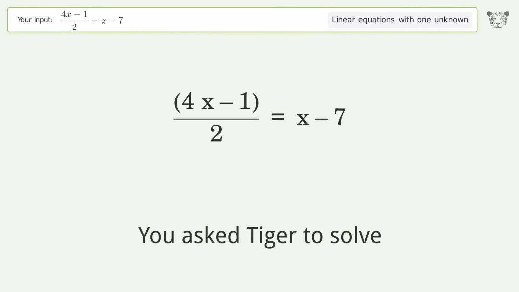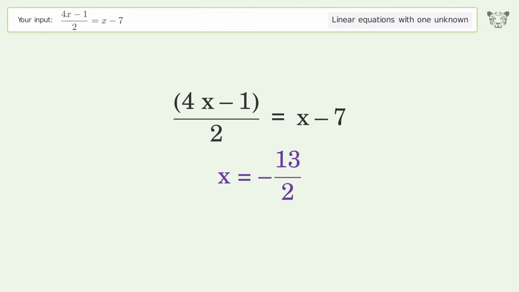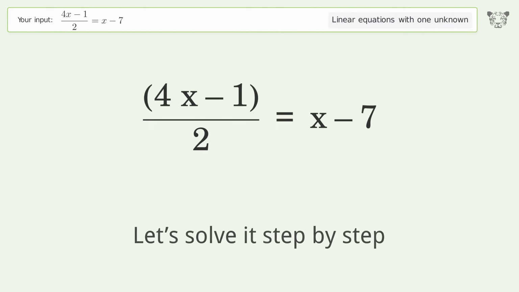You ask Tiger to solve. This deals with linear equations with one unknown. The final result is x equals -13/2. Let's solve it step by step.